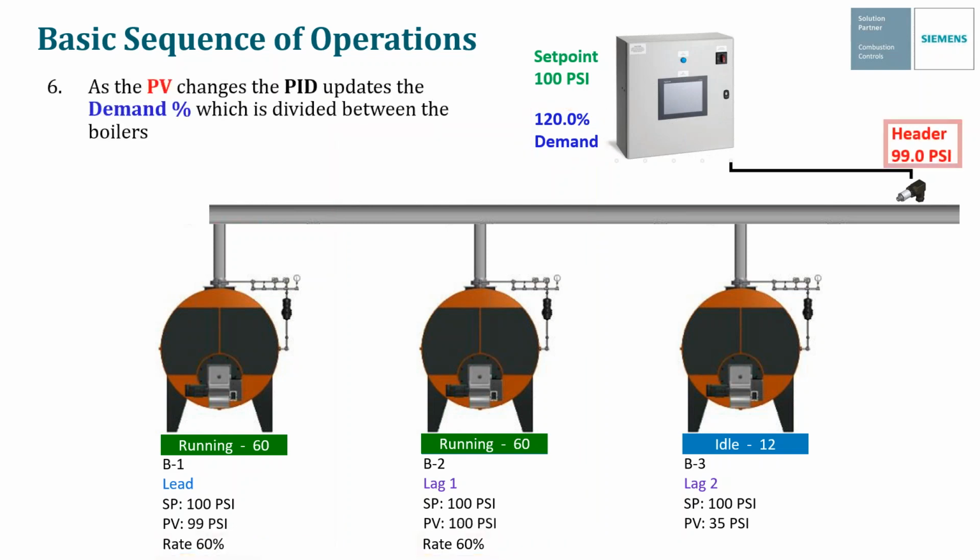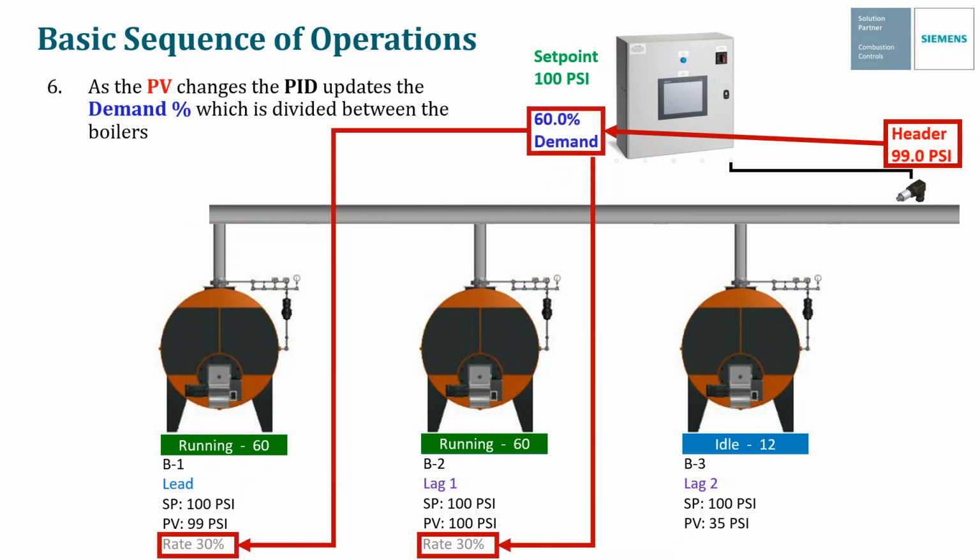As the process variable changes, the PID settings are going to update the demand percentage, and that demand percentage is then divided between the boilers yet again. In this situation, our header pressure rose, so we got very close to set point, which means our demand percentage is going to go down, and then that demand percentage is divided between the 2 boilers. Now we got our rates down to 30% on each boiler.